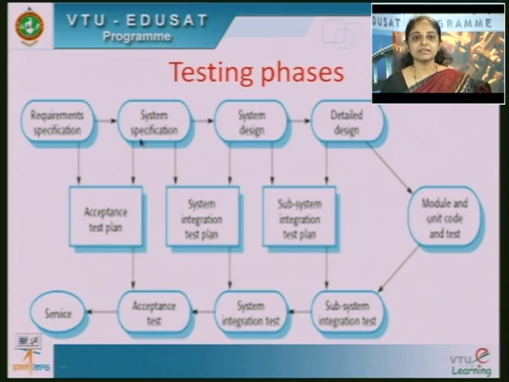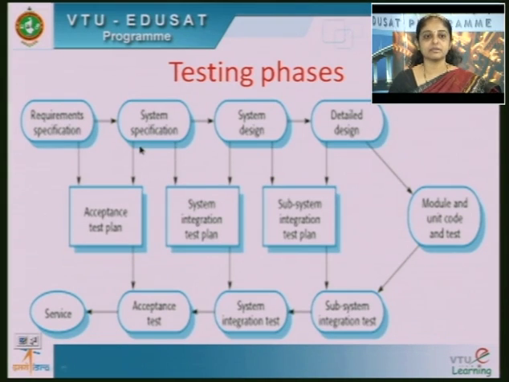Now what you see here is the testing phases. We've talked about the types of testing, but these testing phases can be described in an architectural model which is a plan driven process. This entire picture tells you about the plan driven software development technique. We call it plan driven because you see many test plans here in between. There are many test plans: acceptance test plan, system integration test plan, subsystem integration test plan, etc.